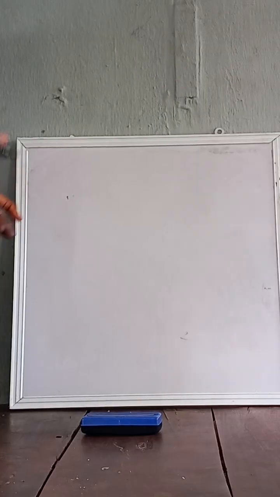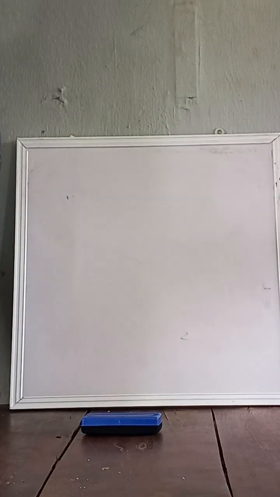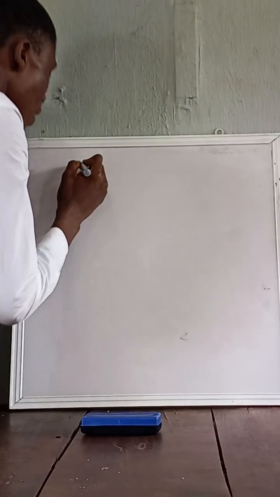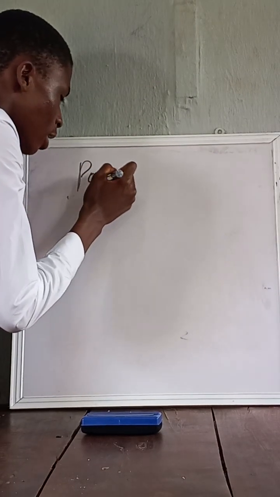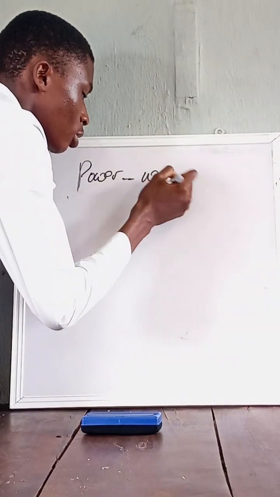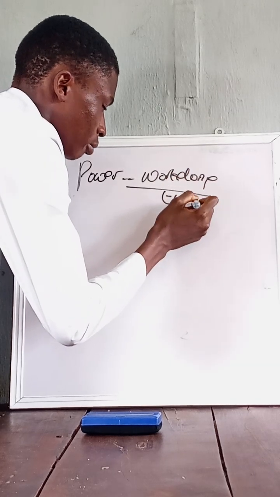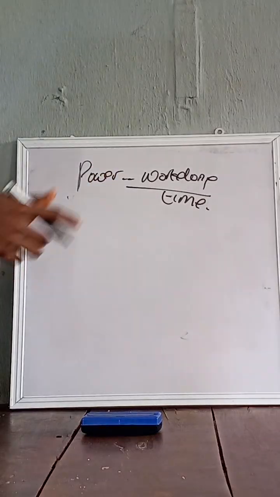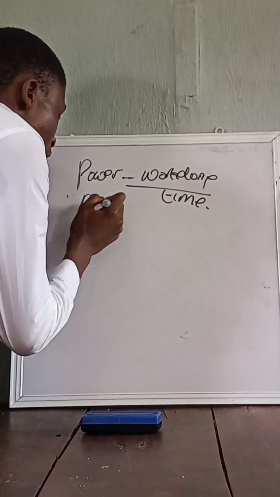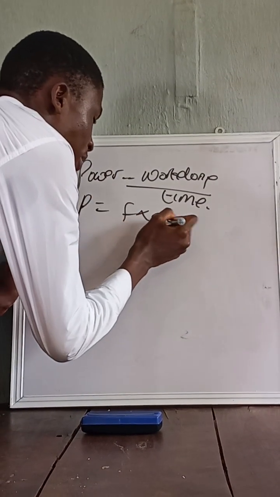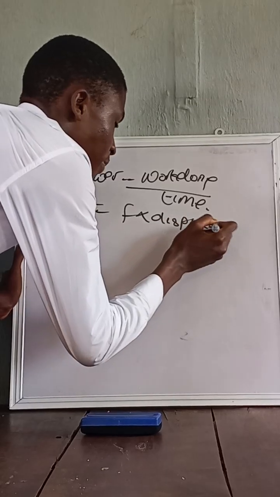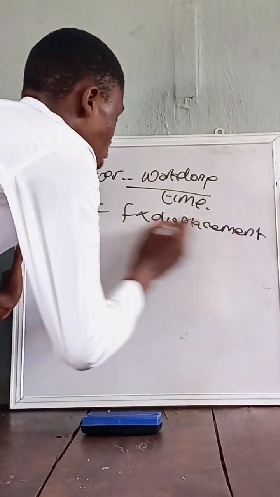Yes, we do note that power is the rate of doing work. We are definitely correct. Power is the rate of doing work. Power is equal to work done over time. But this particular work done can also be equal to force times displacement. So my power is equal to force times displacement over time.